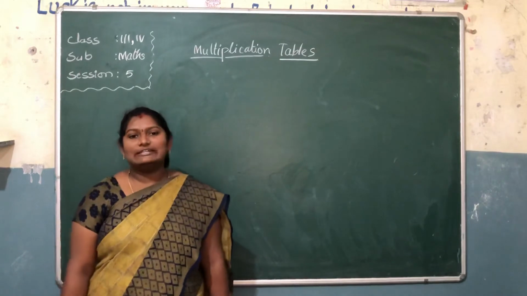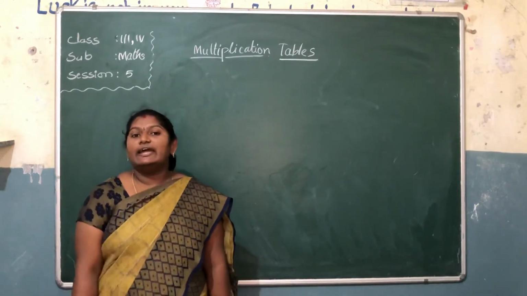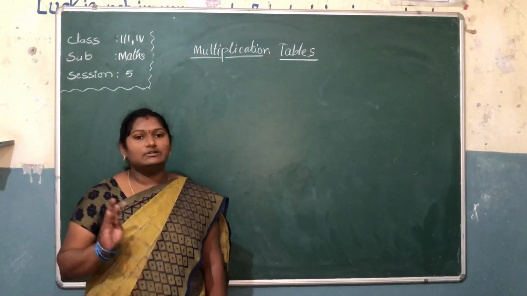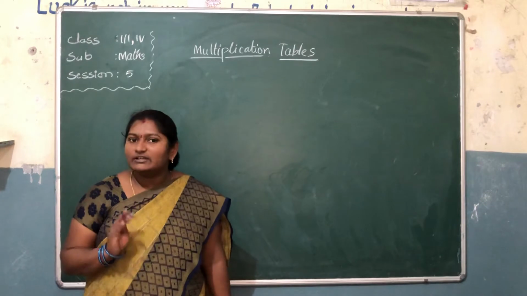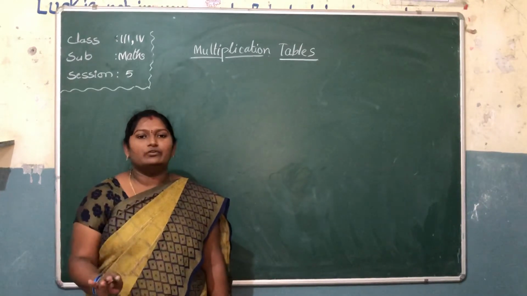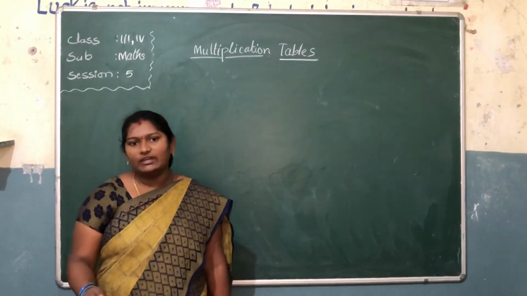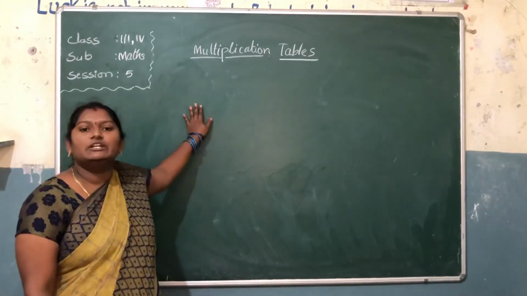Before class, what have we learned? Numbers 1 to 500 we have to complete, and number names 1 to 100. Yes or no? Have you completed your homework, children? Yes. If you are not writing homework, you have to complete your homework daily. Okay? And today we discuss multiplication tables.